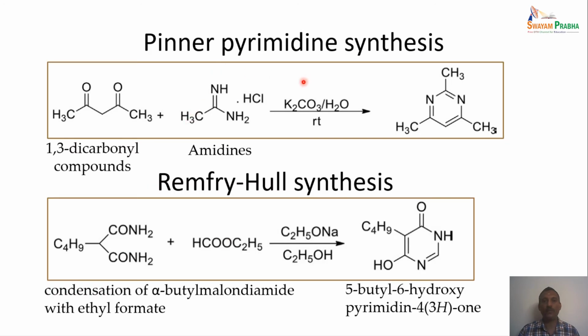Then the Pinner pyrimidine synthesis is shown here. In this case again, 1,3-dicarbonyl compounds are treated with amidines in the presence of a base, basically potassium carbonate, at room temperature, which leads to the tri-substituted pyrimidine derivatives as shown here. Next, the Remfry-Hull synthesis. In this case, the condensation of alpha-butyl malonamide with ethyl formate takes place. In the presence of a strong base, this condensation leads to the 5-butyl-6-hydroxy pyrimidine derivatives. As shown here, the reaction leads to the pyrimidine derivatives.